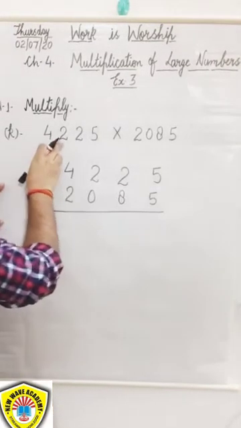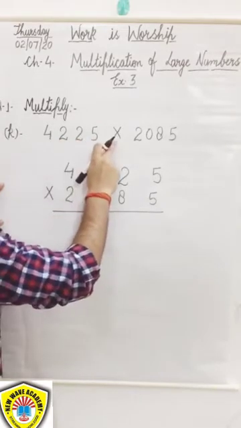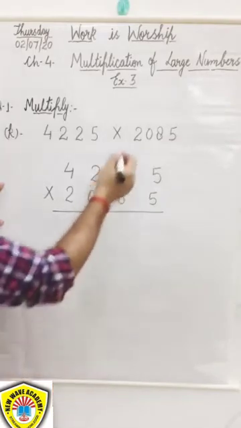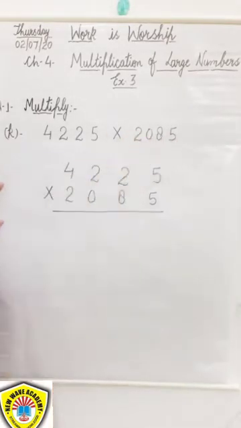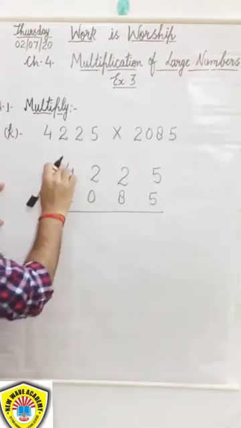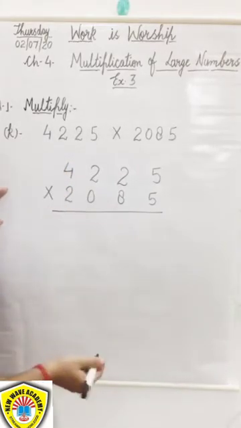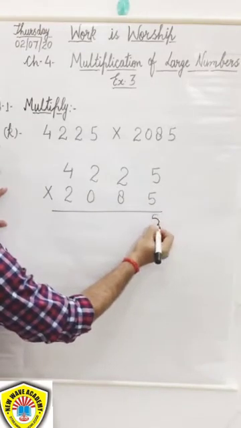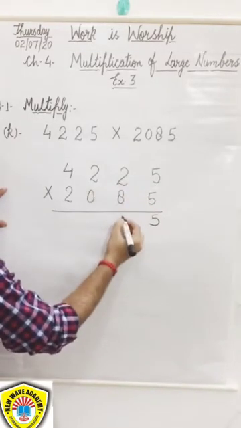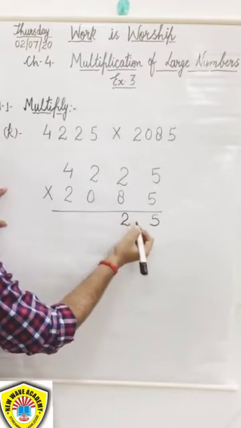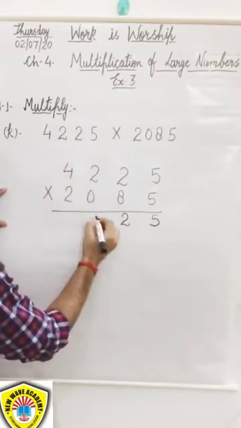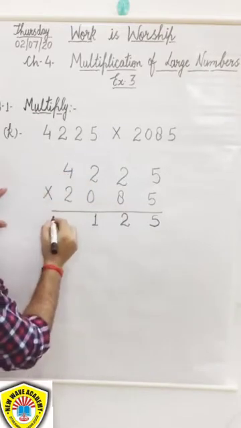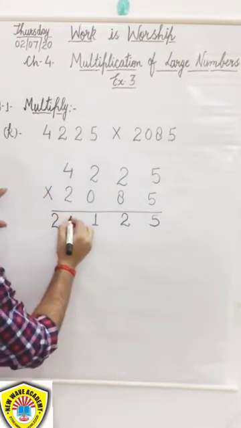Here we have 4,225 multiplied by 2,085. Here the multiplier is of 4 digits, so we will arrange the numbers in vertical column. Okay, let us start from the ones place. 5 5s are 25, so we will write 5, 2 carry. 5 2s are 10 plus 2 is 12, 1 carry. 5 2s are 10 plus 1 is 11, 1 carry. 5 4s are 20 and 1 is 21.